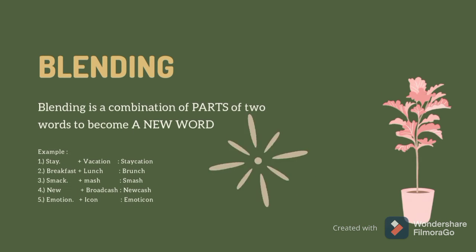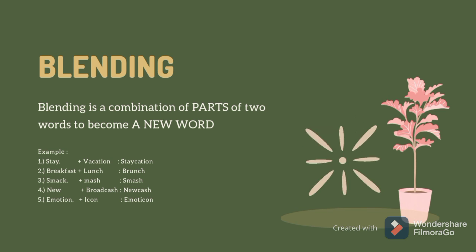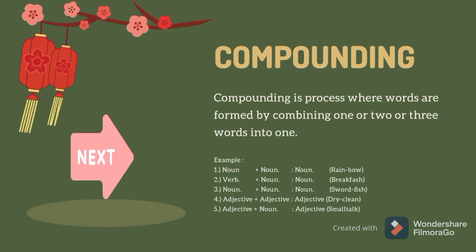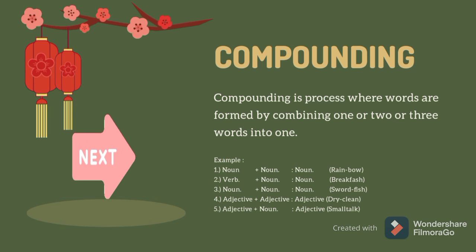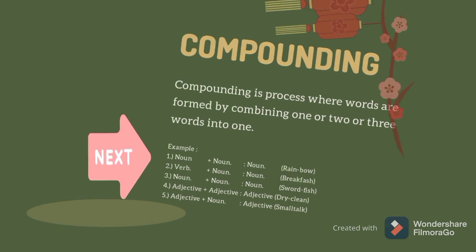Number four is blending, a combination of parts of two words to become a new word. And then the last is compounding. Compounding is a process where words are formed by combining one, two, or three words into one word.